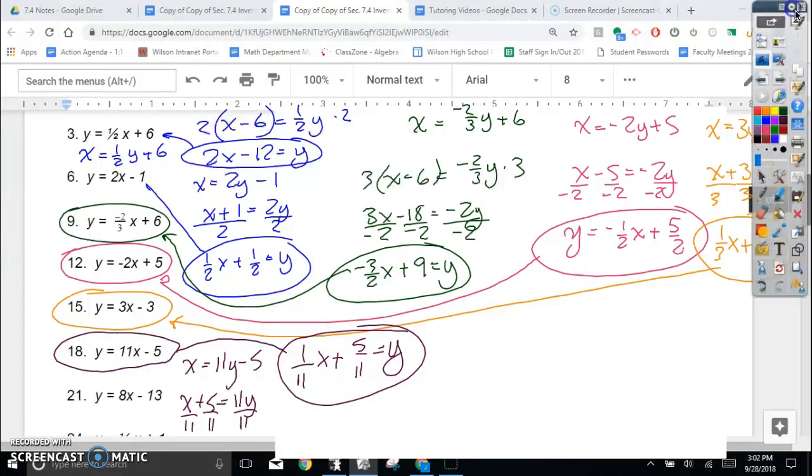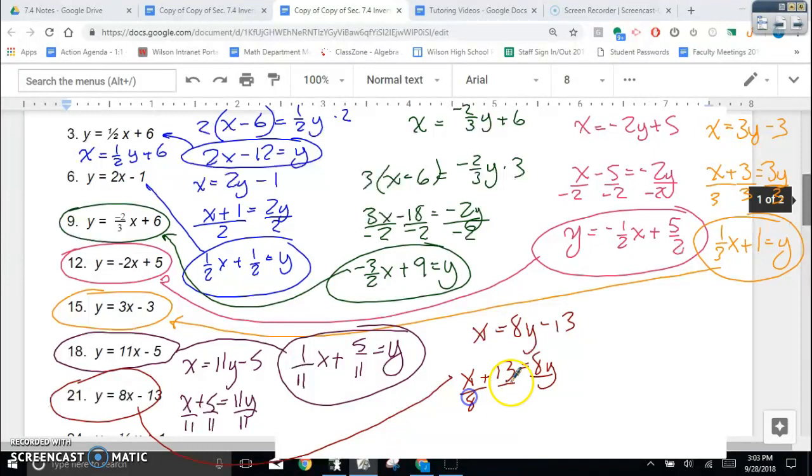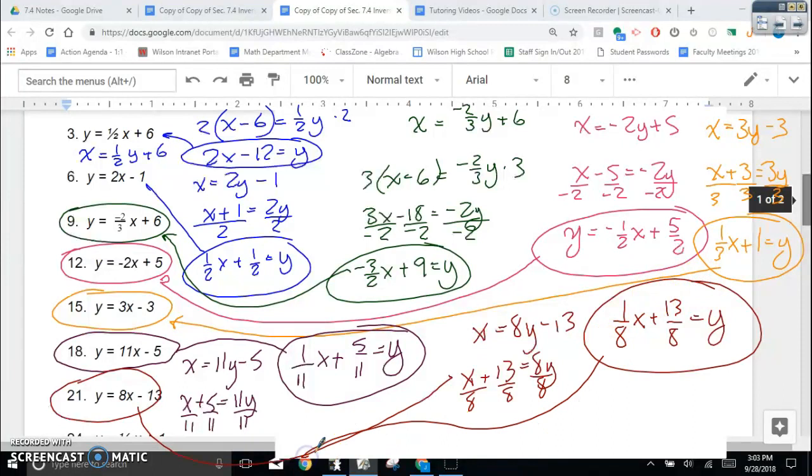And then 21 will be the last of my colors here. I guess I'll go with red. I'll do white. No, I can't do white because you won't see it. All right, switch the x and the y. So x equals 8y minus 13. Add the 13 over. Divide by 8. All right, so this is 1/8 times x plus 13/8 equals y. And that would be 21. As you can see, it ran out of room.